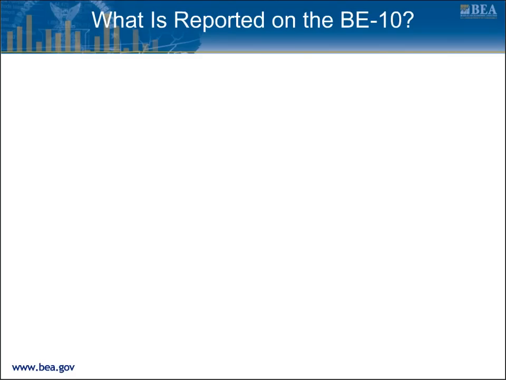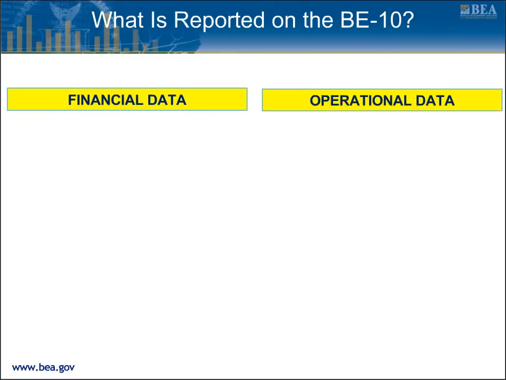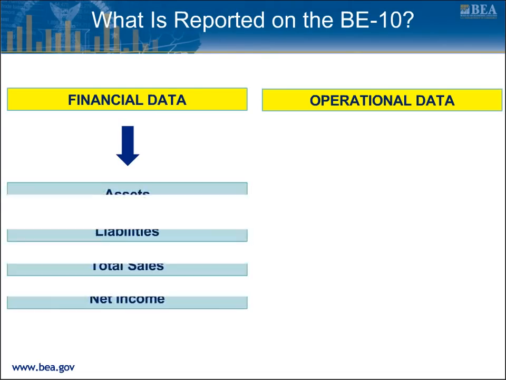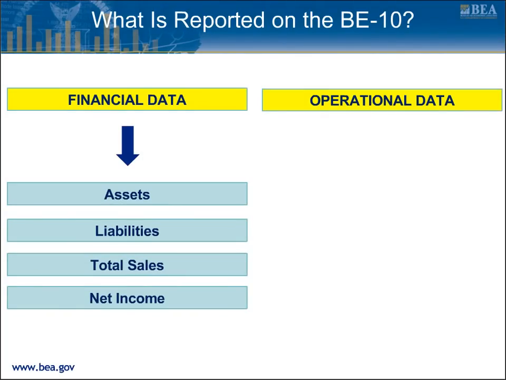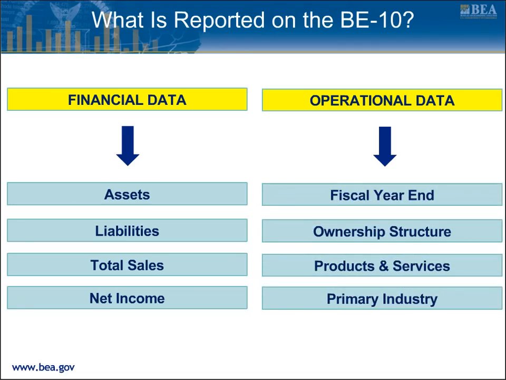The BE-10 collects various financial and operating data items from the U.S. reporter and its foreign affiliates on the BE-10 forms. Financial data includes assets, liabilities, total sales, and net income. Operational data includes fiscal year end, ownership structure, products and services, and industry classification code.